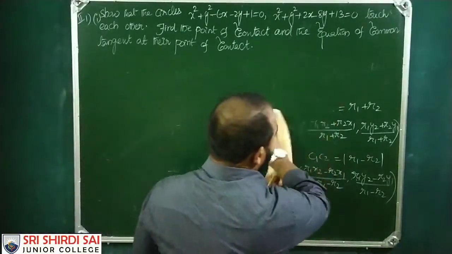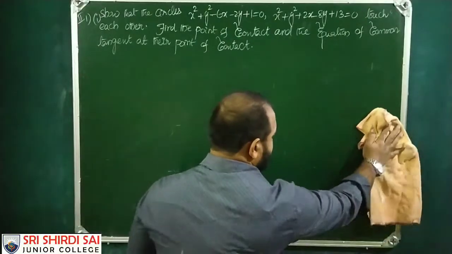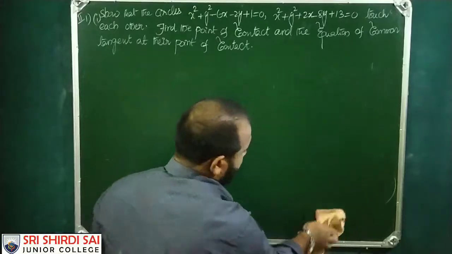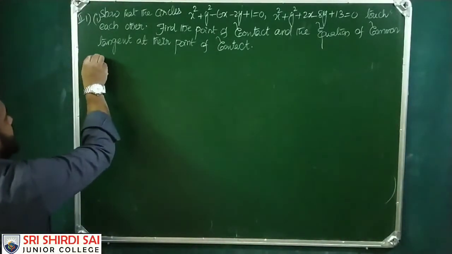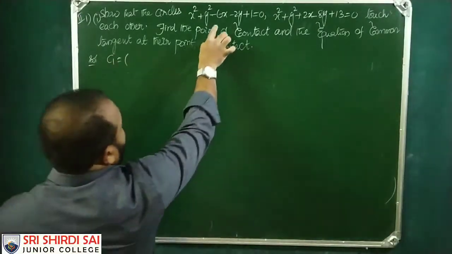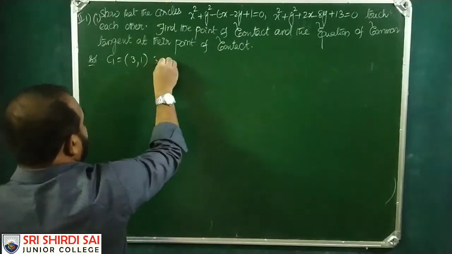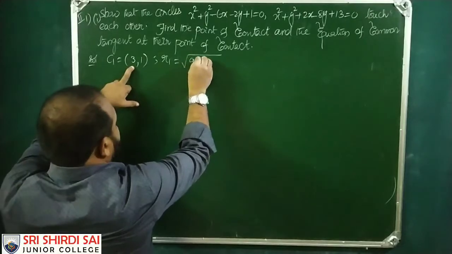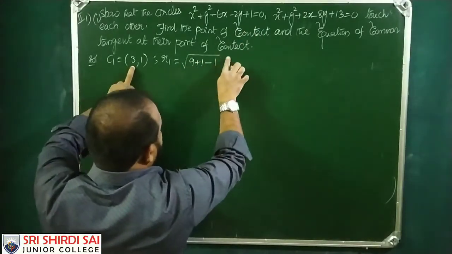So now let us try to solve this problem. Since we have understood the situation, since we have understood the problem, let us solve this now. Solution. C1 is equal to (3, 1). Radius R1 equals the square root of 3 squared 9, 1 squared 1, minus 1. So root 9 value is 3.